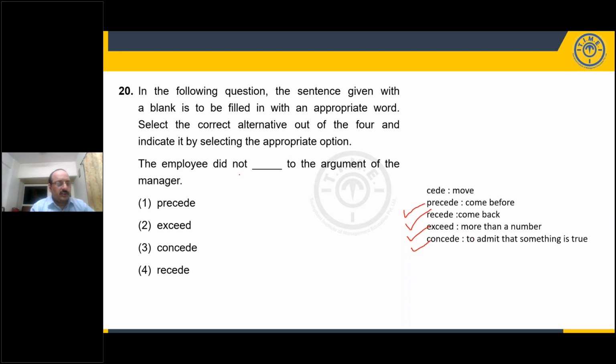So the employee did not dash to the argument of the manager means he did not agree that the argument was right. So given that, I have to go for concede. I have to say that the employee did not agree that the argument was a correct one. The employee did not concede to the argument of the manager. Option number 3. I hope this is making sense, guys.